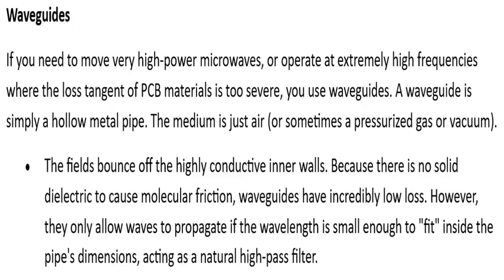A waveguide is simply a hollow metal pipe. The medium is just air, or sometimes a pressurized gas or vacuum. The fields bounce off the highly conductive inner walls. Because there is no solid dielectric to cause molecular friction, waveguides have incredibly low loss. However, they only allow waves to propagate if the wavelength is small enough to fit inside the pipe's dimensions, acting as a natural high-pass filter.